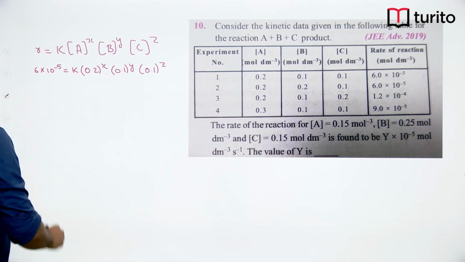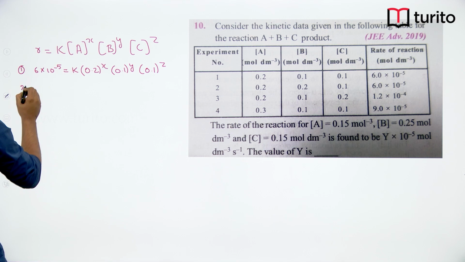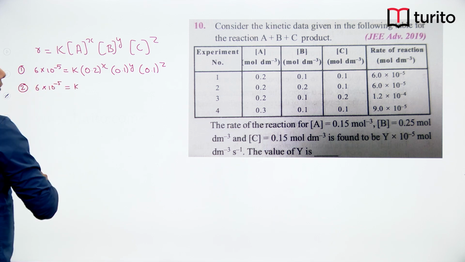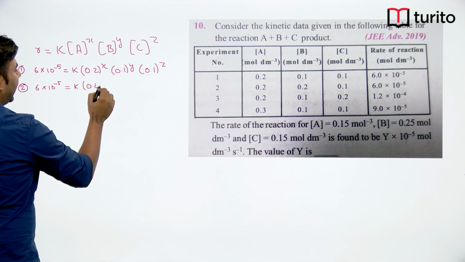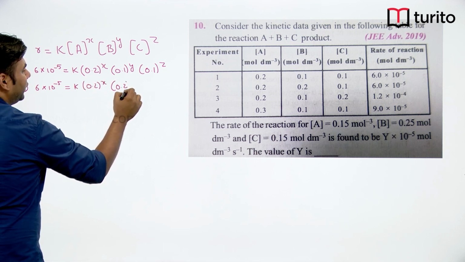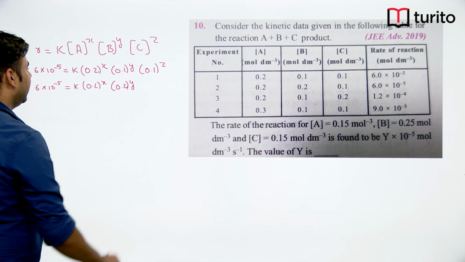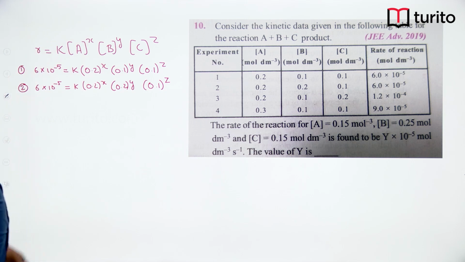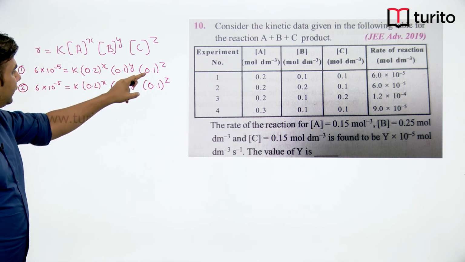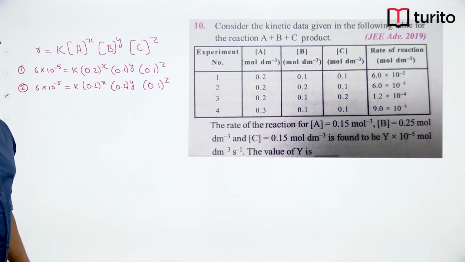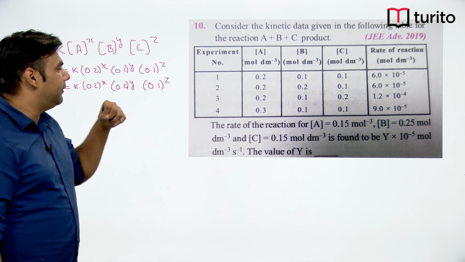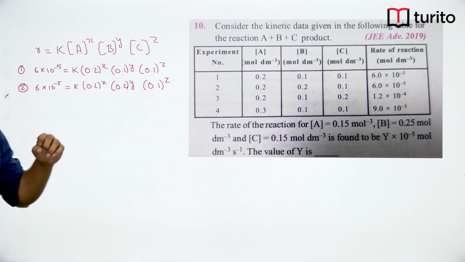Now let us use the second data. Again the rate is given as 6 into 10 raised to minus 5. This will be equal to K into 0.2 raised to power X. The concentration of B is 0.2, so 0.2 raised to power Y, and the concentration of C is 0.1. So clearly you can see that the concentration of A and the concentration of C in both the cases is same. So basically we are changing the concentration of B by keeping the concentration of A and C constant.